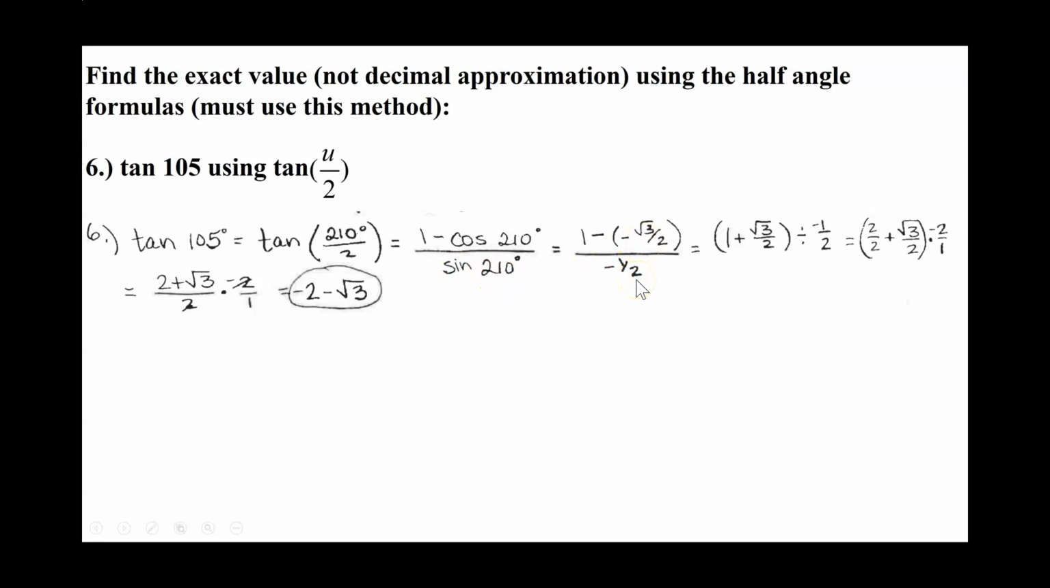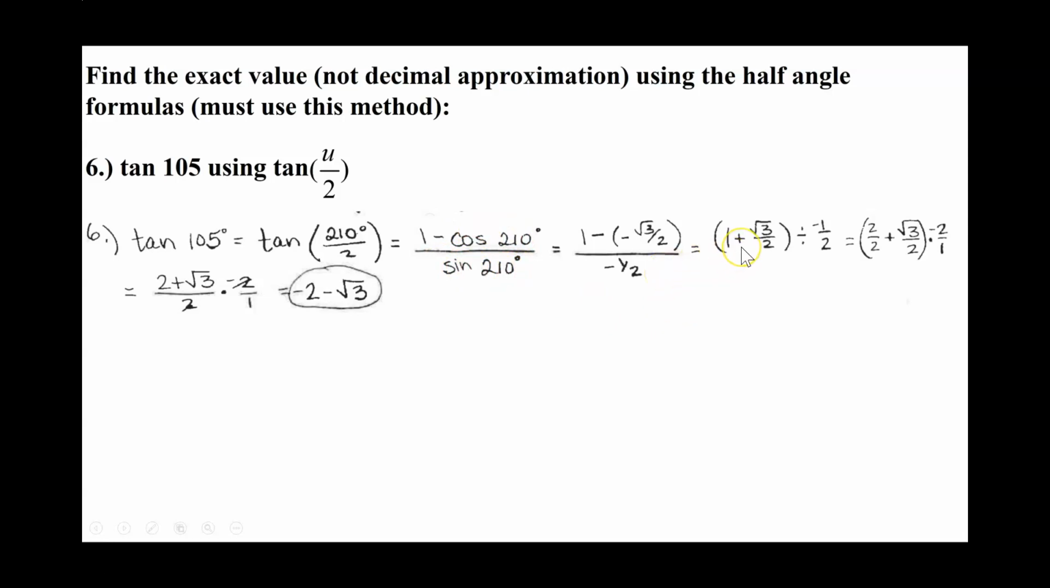Now, a common mistake that I see on these is you replace the 210 with negative square root of 3 over 2, or you replace the 210 with negative 1/2, and you leave the sine and cosine there. It's the cosine of 210 that's negative square root of 3 over 2, right? So that whole thing gets replaced, and this whole thing gets replaced. Okay, so now we're back to joyful algebra again.